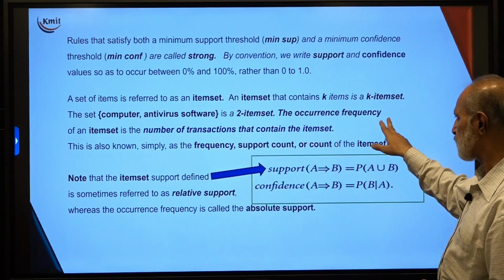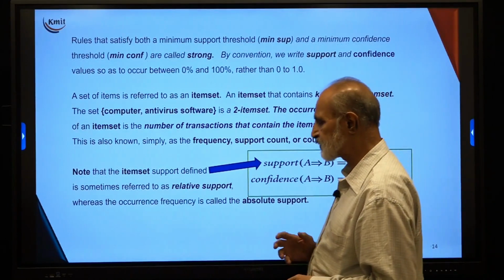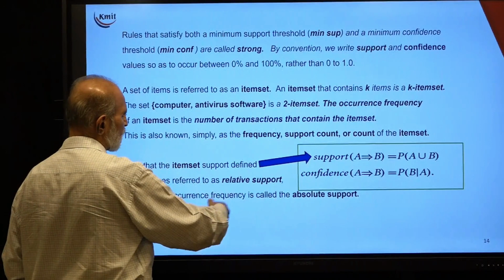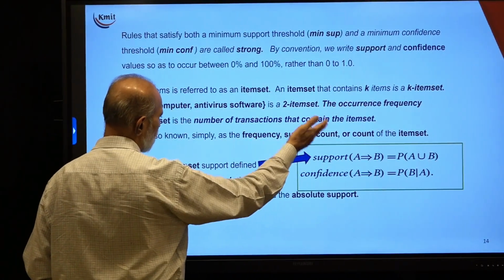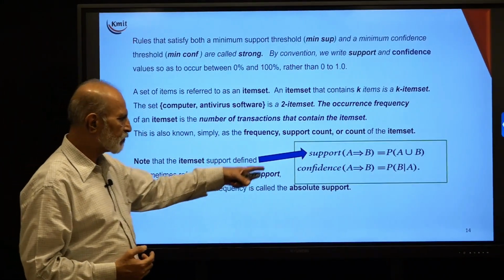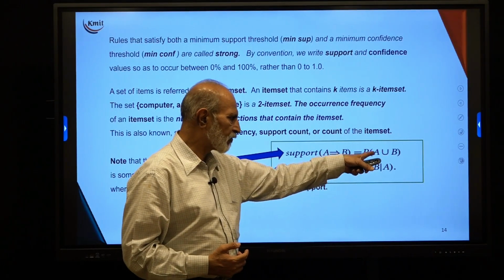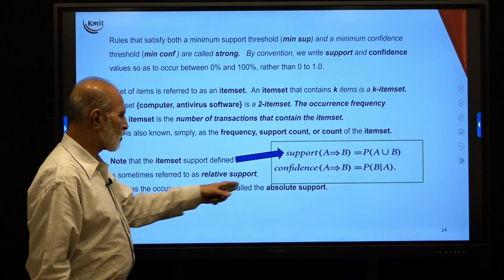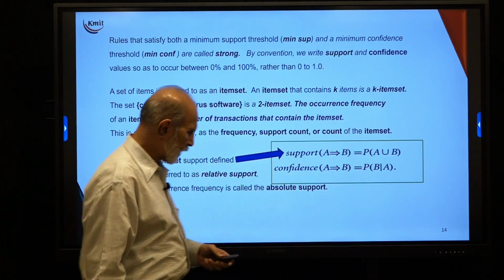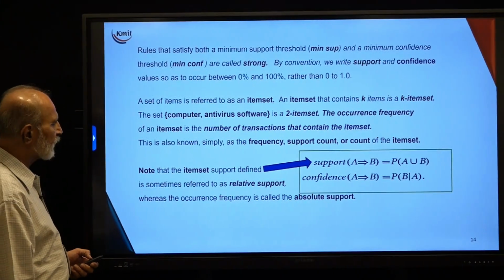The occurrence frequency of an itemset is the number of transactions that contain the itemset. Very simple from set theory too. This is simply known as frequency, support count, or count of the itemset. So we can use a support count, or a support equal to A implies B, the probability of A union B, and similarly confidence equal to the probability of B given A. That occurrence frequency is called the absolute support.